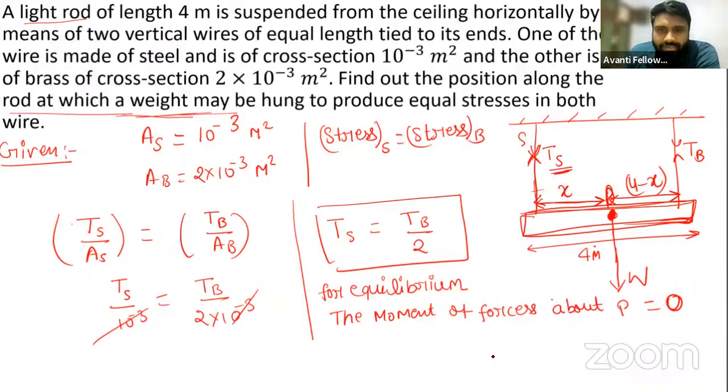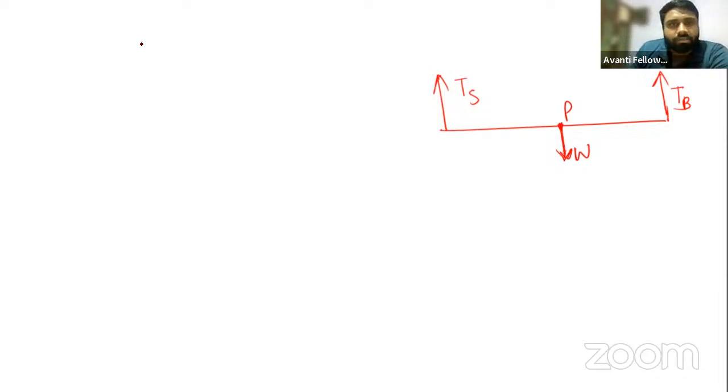Let me draw it on the next page. This is the tension of steel, Ts. This is the tension of brass. This is the point P. Now this weight is passing through this point, so the moment of this weight about point P is 0. The moment of Ts is given by force multiplied by the perpendicular length from the point. So it is x, and in the other case it is 4 minus x.